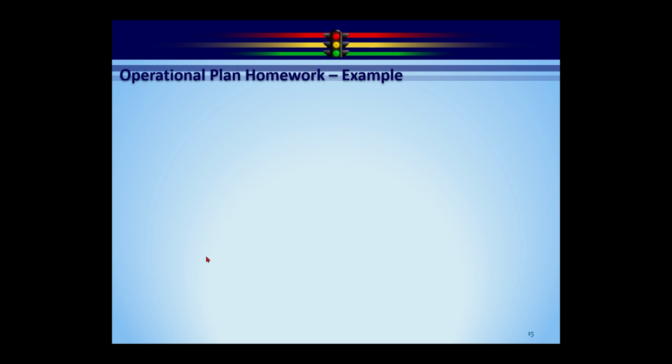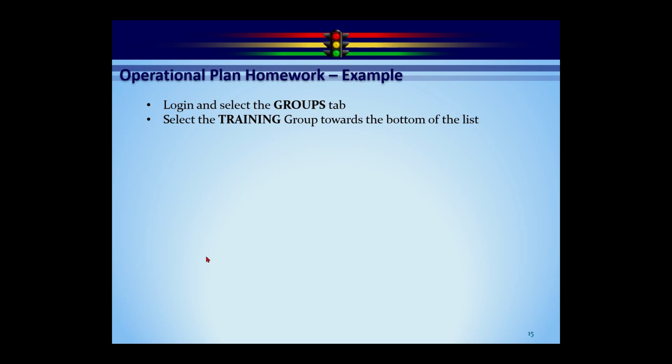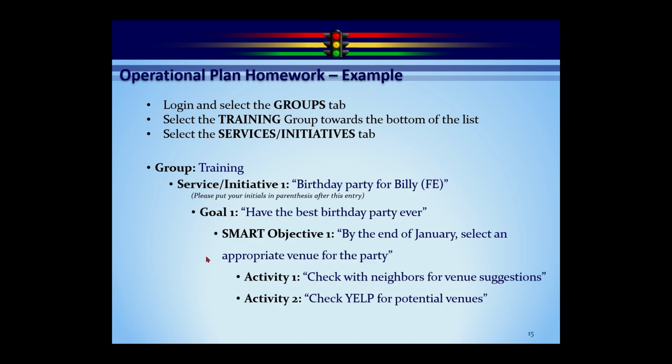So you're going to log in, you're going to go to the groups tab. Under the groups tab, you're going to select the training group down towards the bottom there. You're going to select the services and initiatives tab, and then the group will be training. Okay, the service initiative, for instance, birthday party for Billy. Billy's my son. And if you wouldn't mind, in parentheses at the end, put in your initials just so we know who did it. My goal, have the best birthday party ever.